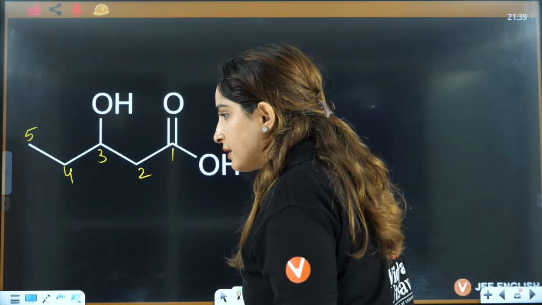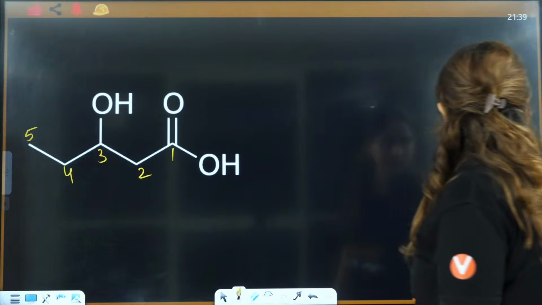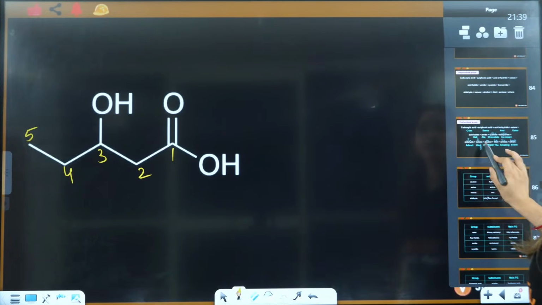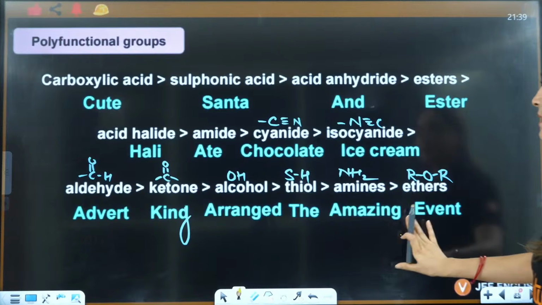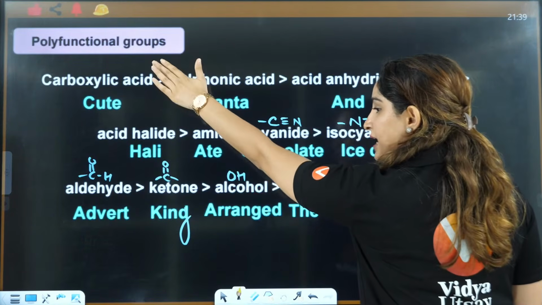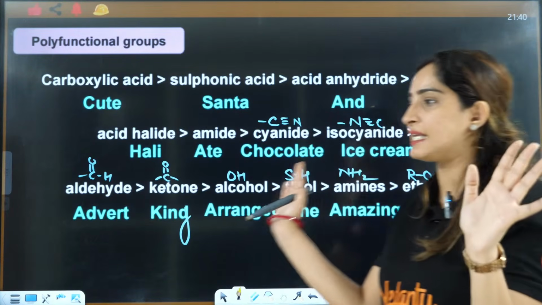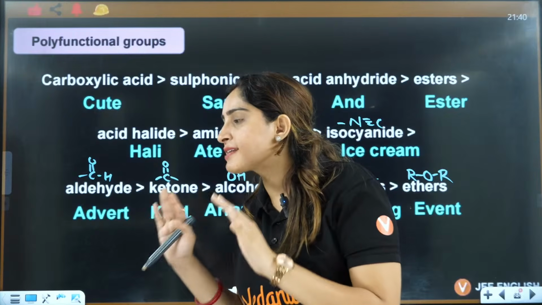Now, the priority order is there. What I told you here, priority order is there. See, carboxylic acid, then you have alcohol. Carboxylic acid has more priority as compared to alcohol. But tell me, till now everything is clear, right? Shall I move on with the examples or not?